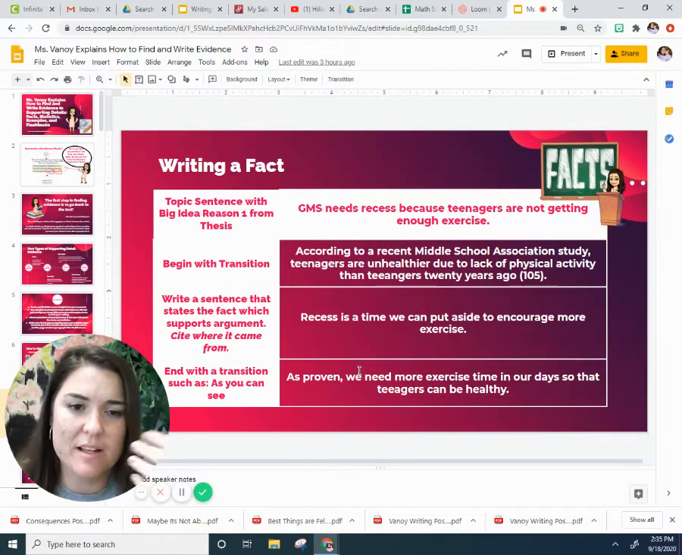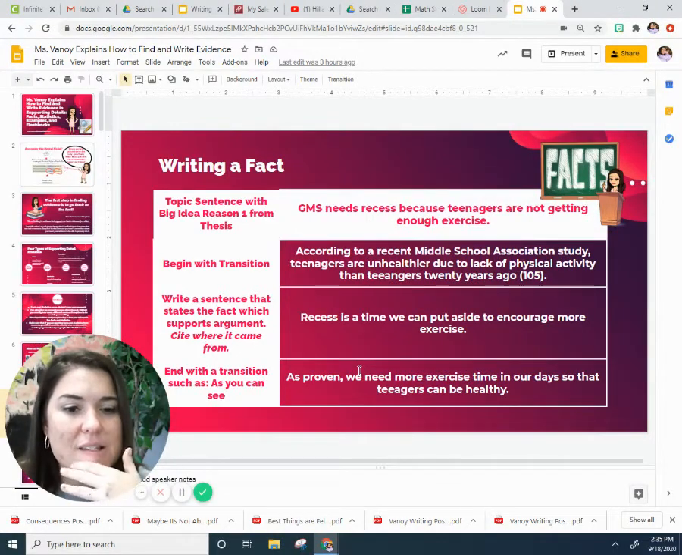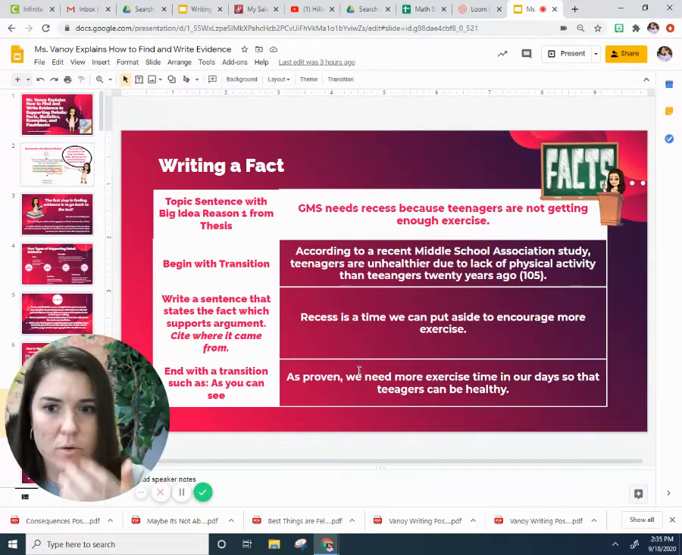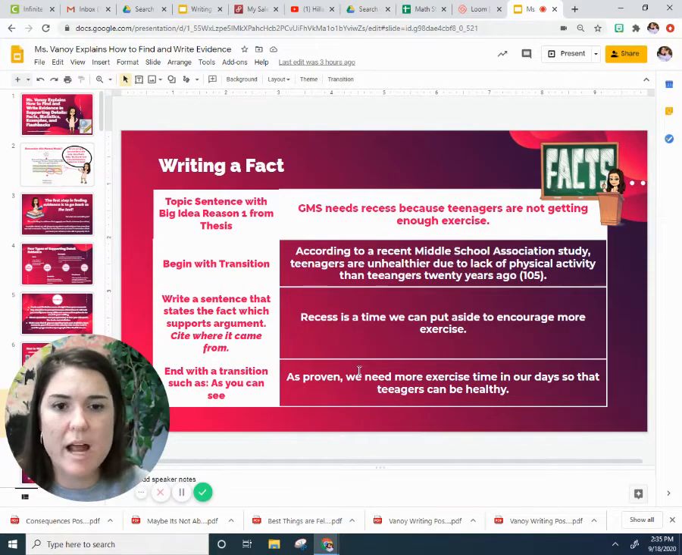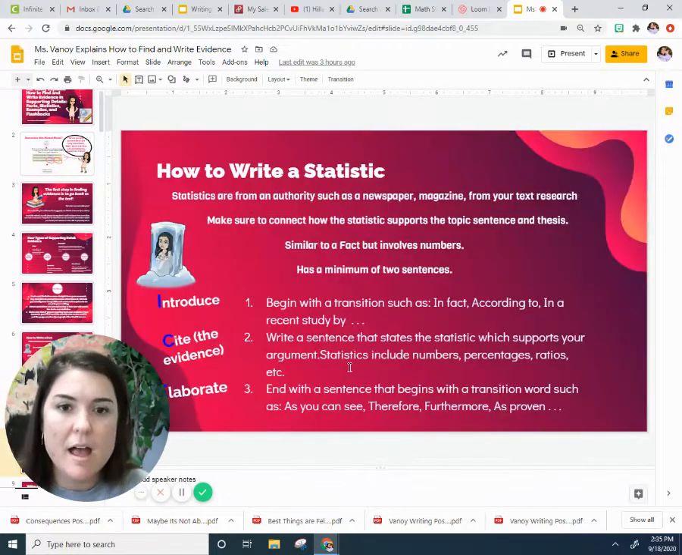I put parentheses around the page number, so we know where we got it. Recess is a time we can put aside to encourage more exercise. That's where I actually cite where it came from. And then, as proven, we need more exercise time in our day so that teenagers can be healthy. So you want to have a full writing around where you've told what the fact is and you've explained it in your own words.